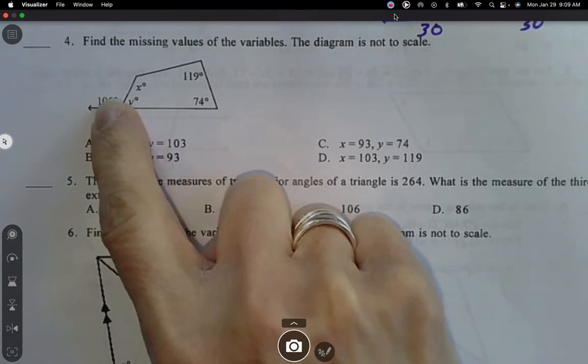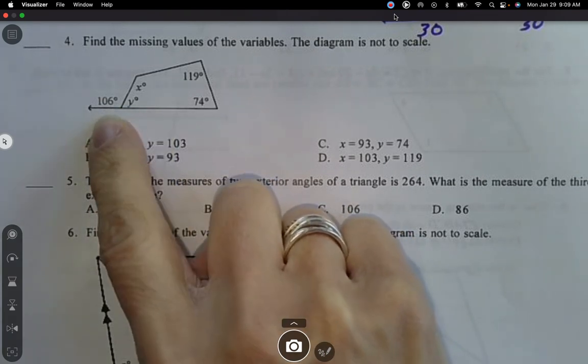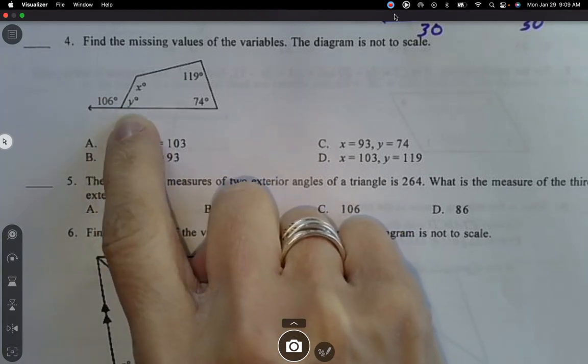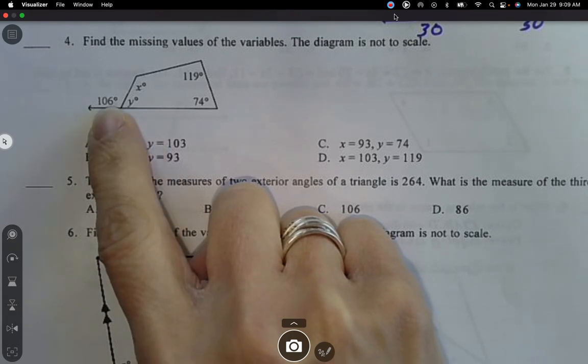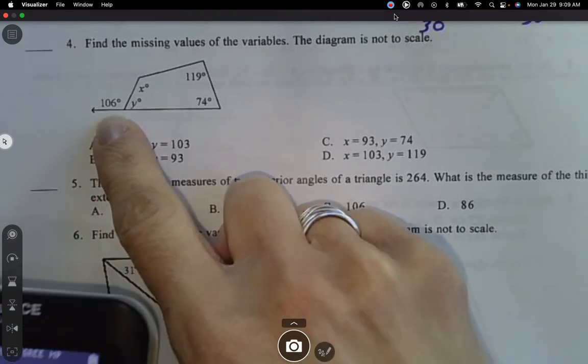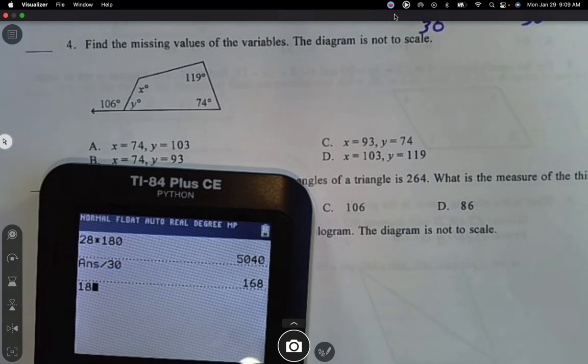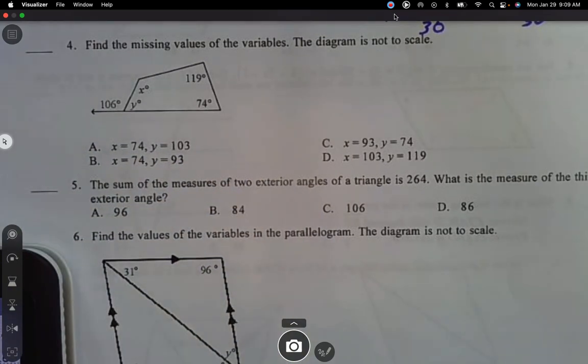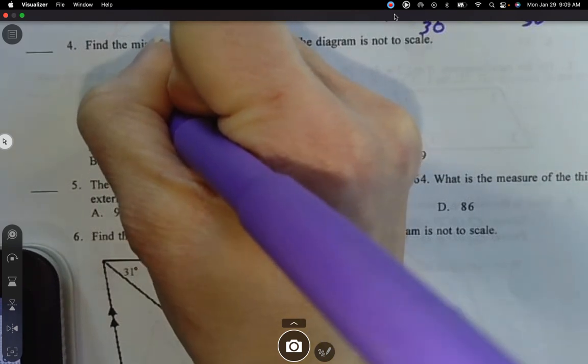This one, all right, let's find y first. That would be easy because this is a linear pair. Y'all make sure you're paying attention. A linear pair adds up to what? 180. So I'm just going to type in my calculator 180 minus 106. And it gives me 74. So what letter is 74? Y. I can already tell my answer.